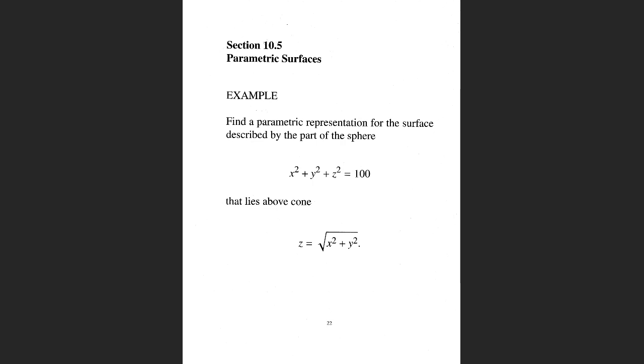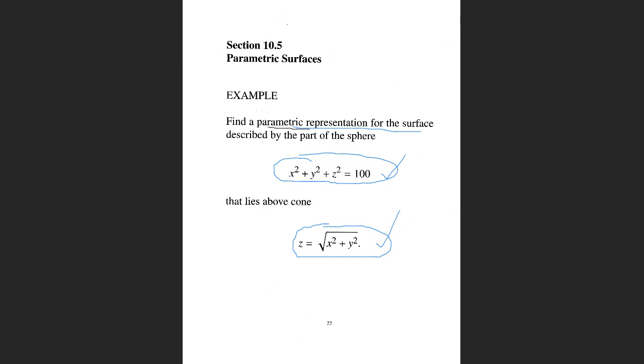Okay, so here we want to find the parametric representation for the surface described by this sphere. What's the radius of this sphere, by the way? Good, the radius is 10. So we want to find the parametric representation of the surface described by this part of the sphere, radius 10, that lies above this cone.